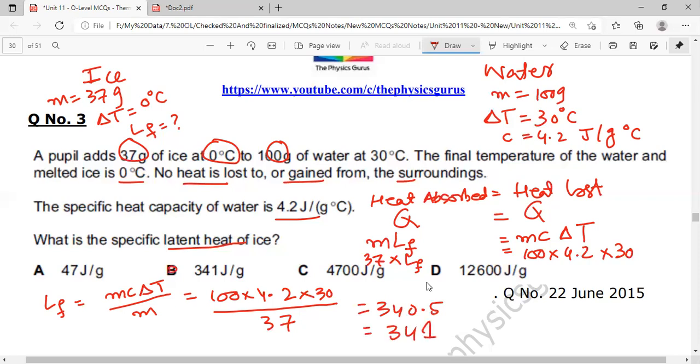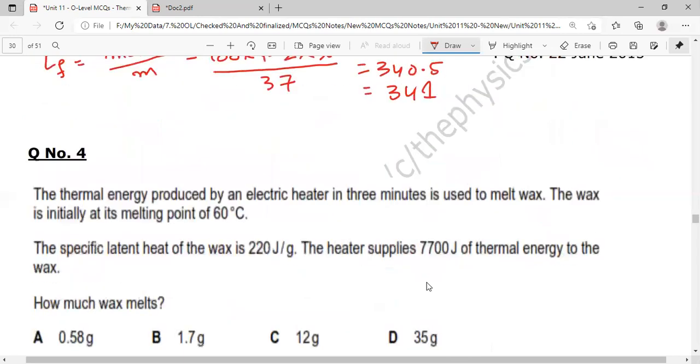And which option is the correct option? Option B. So it's a bit tricky question. You have to apply the concept of the law of heat exchange, that is heat absorbed by the cold body is equal to heat lost by the hot body. Let's move towards the next MCQ.